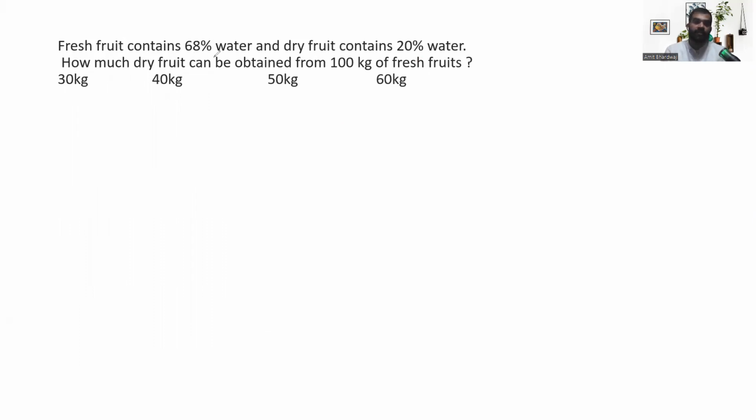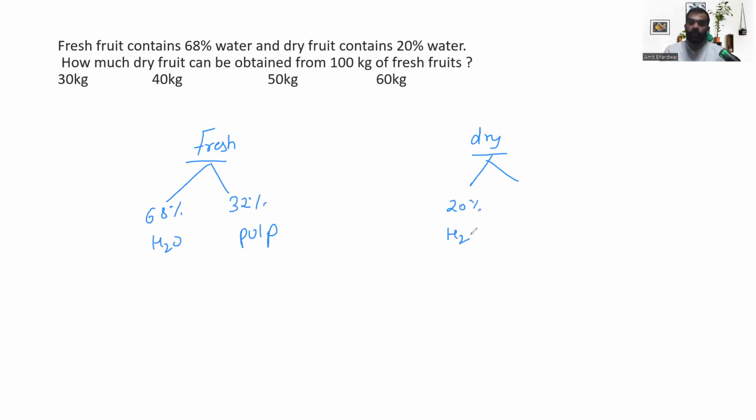Fresh fruit contains 68% water and dry fruit contains 20% water. We have two types of fruit basically, fresh fruit and dry fruit. Fresh fruit contains 68% water. Obviously, the 32% will be pulp, right? In the same manner, 20% is water and 80% should be pulp.